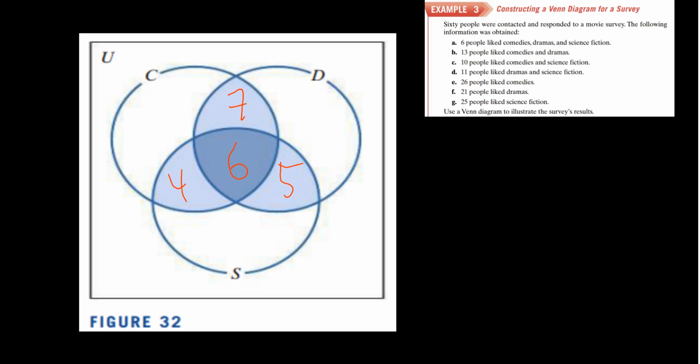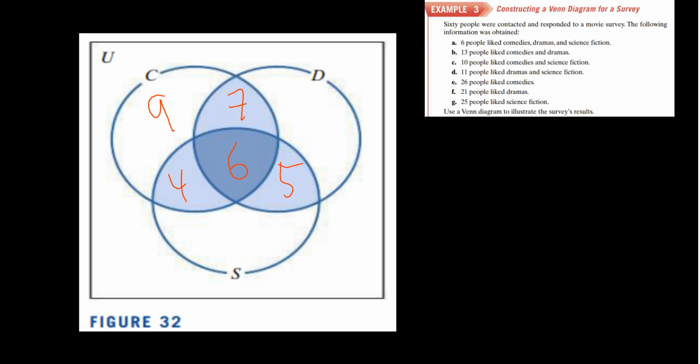What number was that? So that D, E, 26 people liked comedies. Okay, so if 26 people like comedy, this entire circle needs to be 26. Well, we've already got 4, 6, and 7, so we've got 13. We already got 17 people accounted for, so we need to just make the other 9 there.